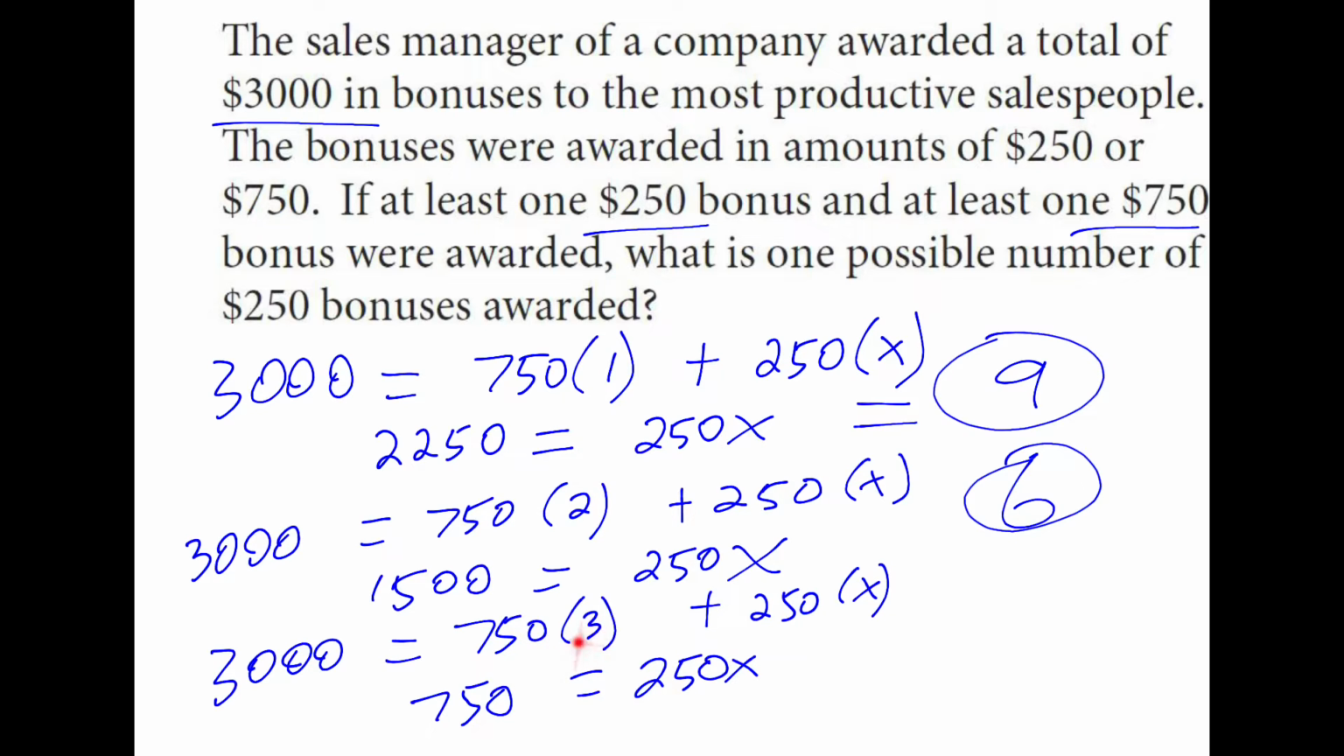And the other possibility is if you awarded 3 $750 bonuses, whatever's left, which is 750, you divide by 250. And in that case, you would have 3. Any of those answers work.